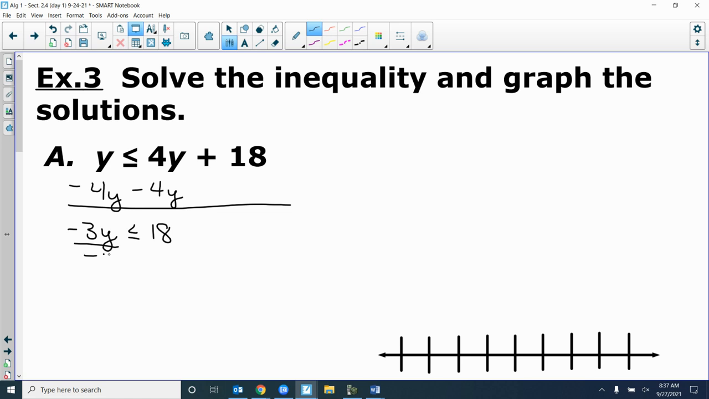Divide by negative 3. Divide by negative 3. And that gives me Y. What happens when I divide by a negative? It flips the inequality. So instead of less than or equal to, it's going to become greater than or equal to. 18 divided by negative 3 is negative 6. All right, so we got that.